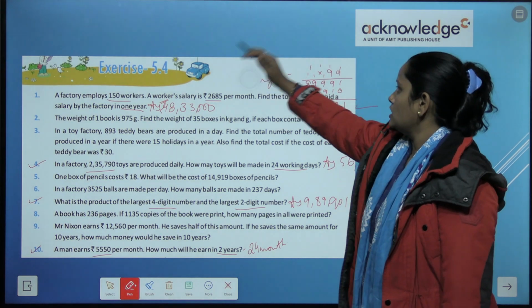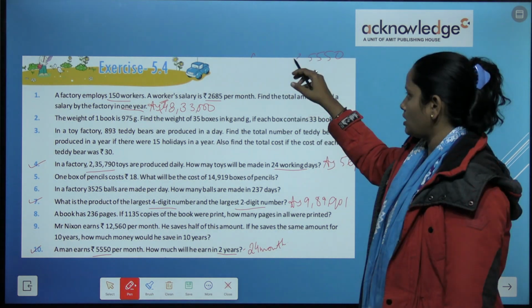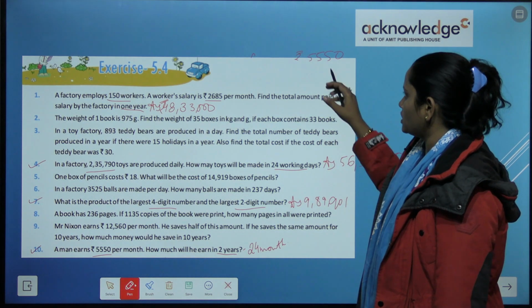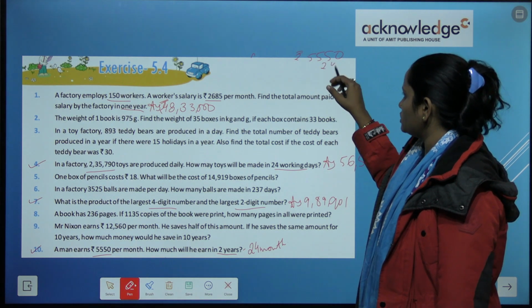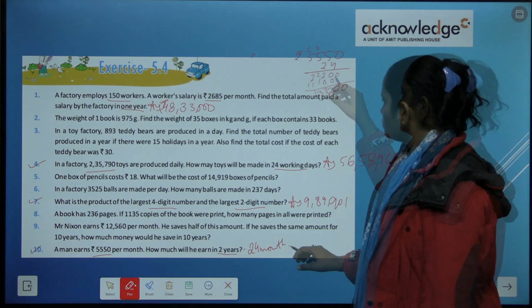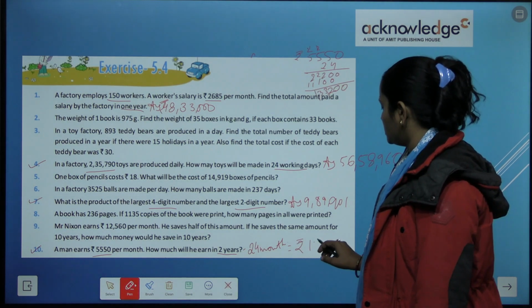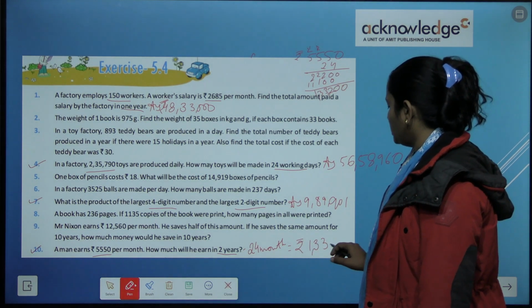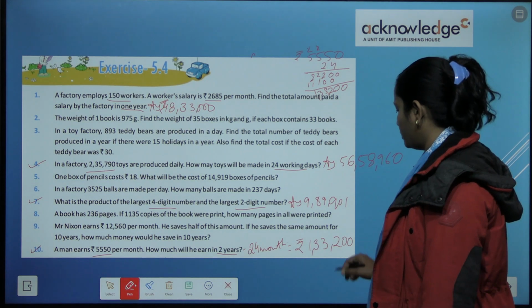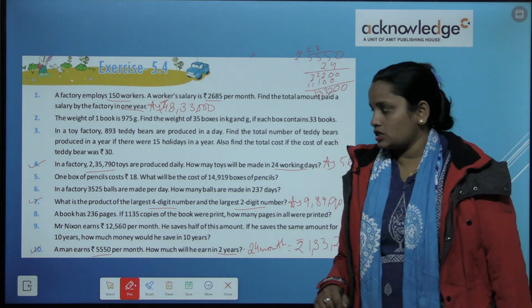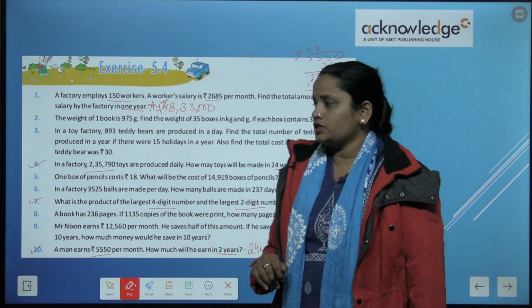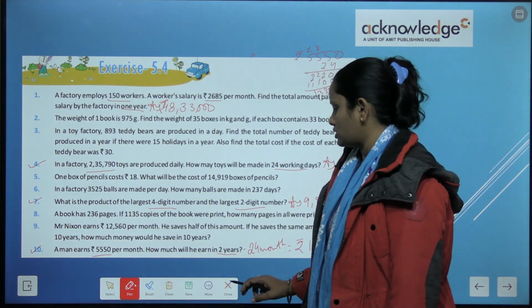So let's multiply it. So this is the amount that he earns in 1 month. अब 24 से इसे जो है multiply कर देते हैं. So the amount that he gets is 1,33,200 rupees. So this is the amount that he gets. Similarly, children, you have to do the rest of the questions that are given here.